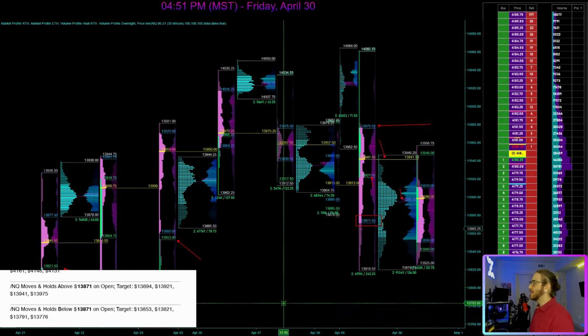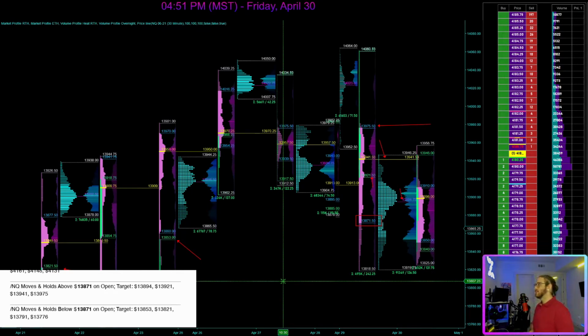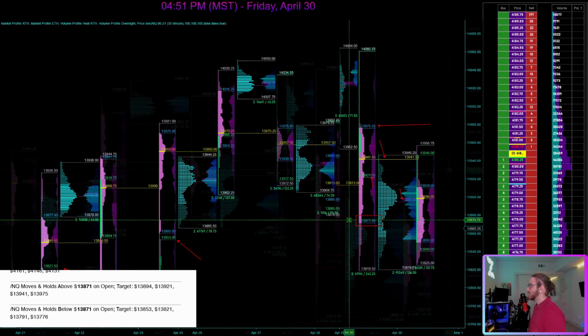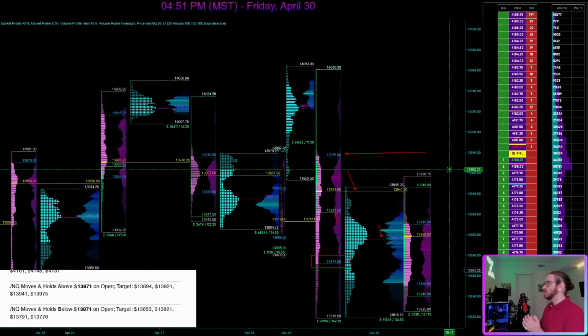So with that said, on the upside, we had the 13,894 level hit, we had the 13,921 level hit, and we had the 13,941 level hit. On the downside, we technically only got the 13,853 level, but that's okay. That's plenty of edge. And when it comes down to it, we really don't need to hold the whole move from the break of the line in the sand level to our first, second, third target. You can take scalps off these levels. You can take bits and pieces of the moves from one profile level to the other.